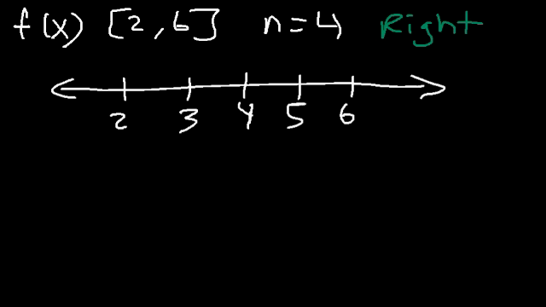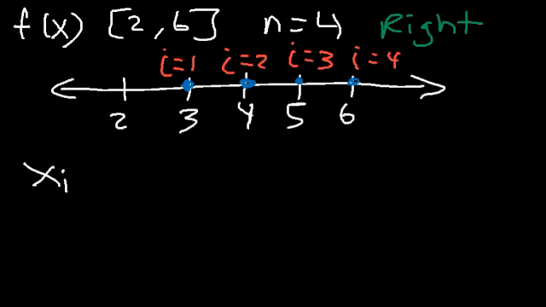Now we want to use the right endpoints. So we only want to get 3, 4, 5, 6. Now x sub I is going to tell us these different values. The first point, I is equal to 1. For the second point, I is 2. For the third point, I is 3. And the fourth point, I is 4. So if we plug in 1 for I, we should get 3. If we plug in 4 for I, we should get 6.